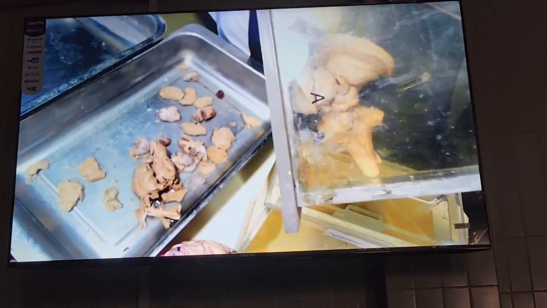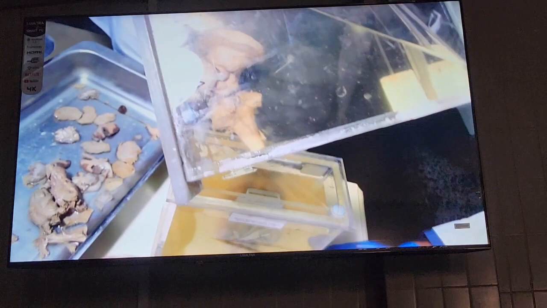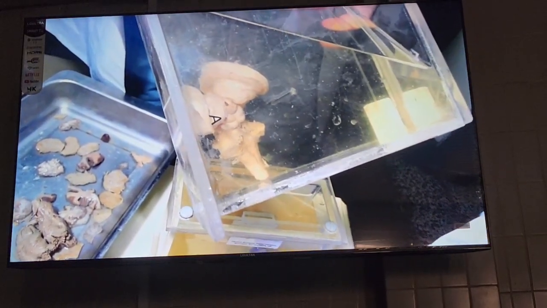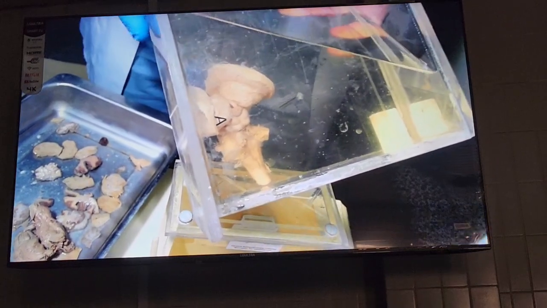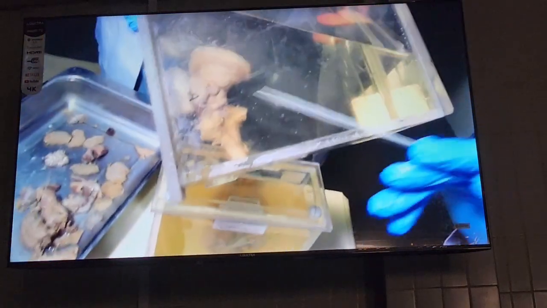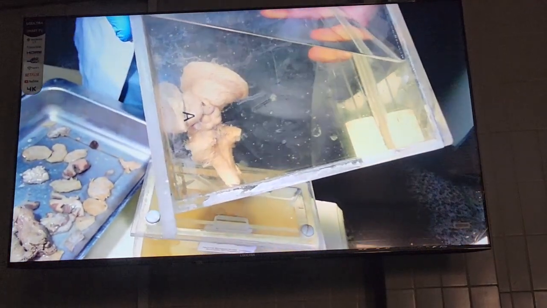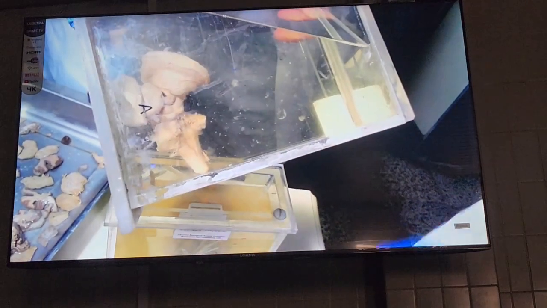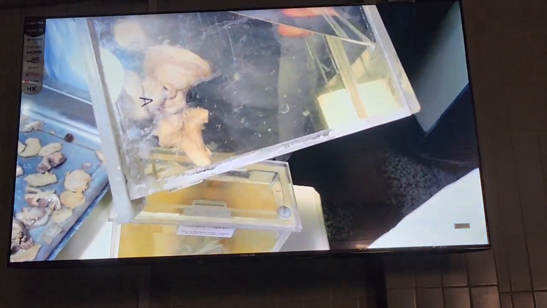The superior colliculus is concerned with visual activities, and the inferior colliculus is for auditory function. This is the tectal part of the brainstem, the midbrain. We can see here a cross section.